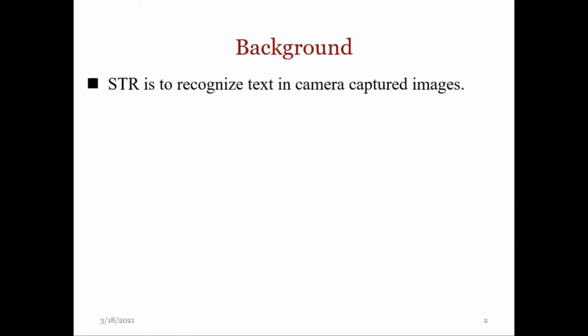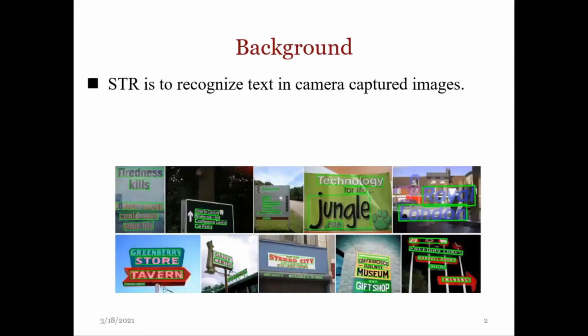First of all, I want to introduce the background. So STR, scene text recognition, is to recognize text in camera-captured images. These are all images we captured in real scenarios. And STR is to recognize the text from these complex background text images.